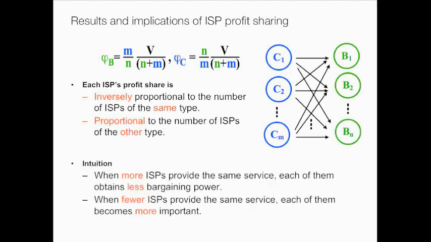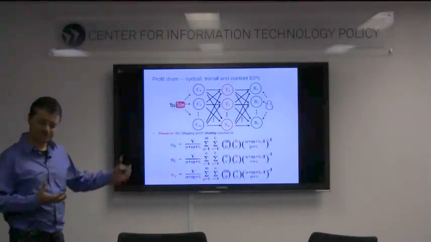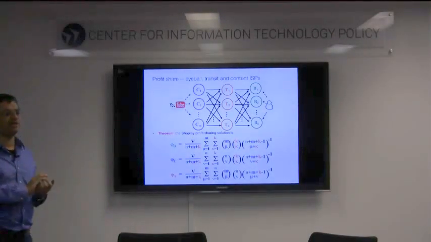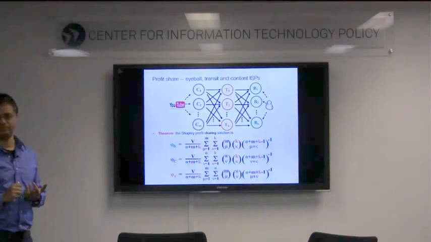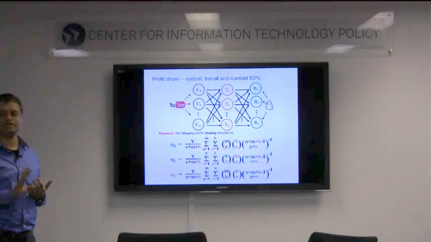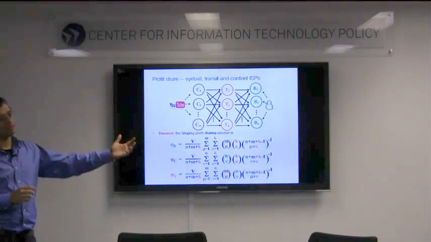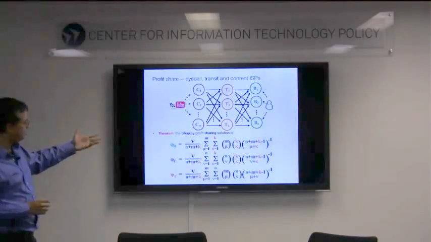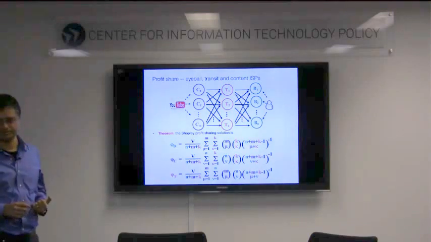Now you introduce transit ISPs into it and you get some really ugly looking equations, but the behavior of the equations is the same. The intuition that you derive from these equations is essentially the same, nothing changes. You want more competition of the other kind, and then you have all these shares.